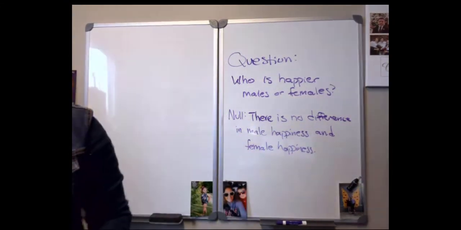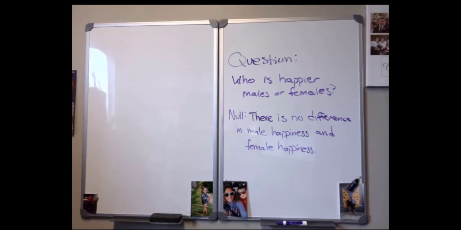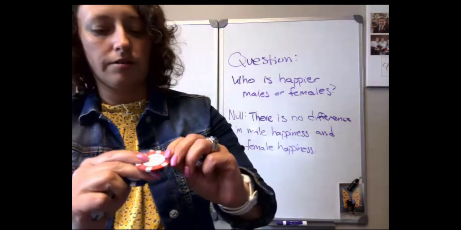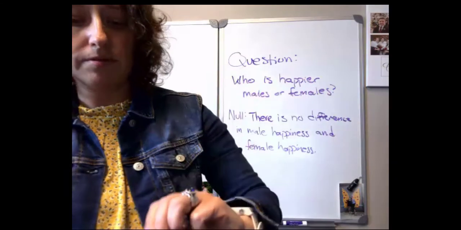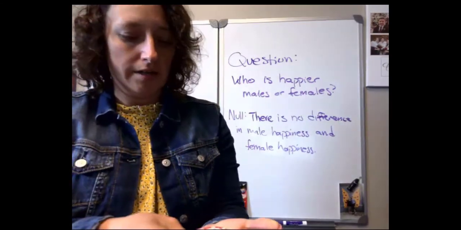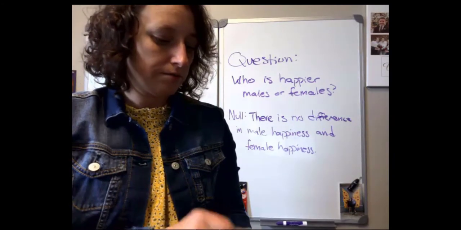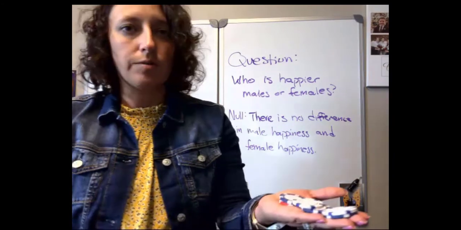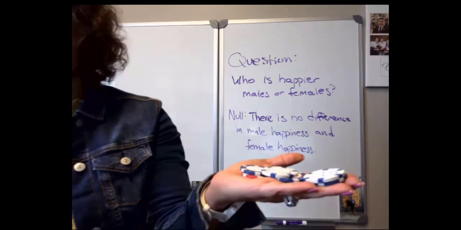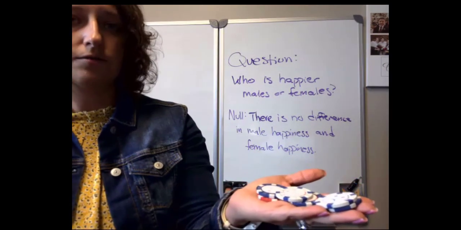Okay, so I've got my question, I've got my null. Now I'm going to use my poker chip people. I'm going to bring these poker chips over here and show them to you. Okay, so I've talked about my poker chip people before. So here's one of my poker chip people. I've got them organized by males and females. So I've got 3 of each, 3 males, 3 females. What I can do with these is calculate the average happiness for each of them.